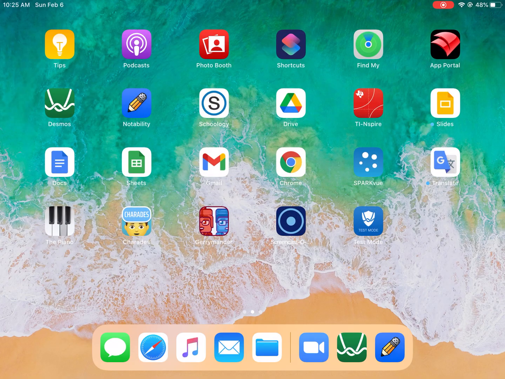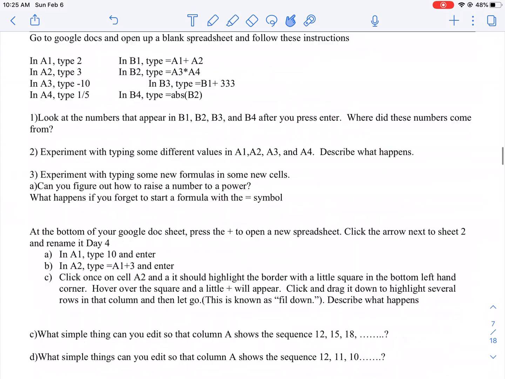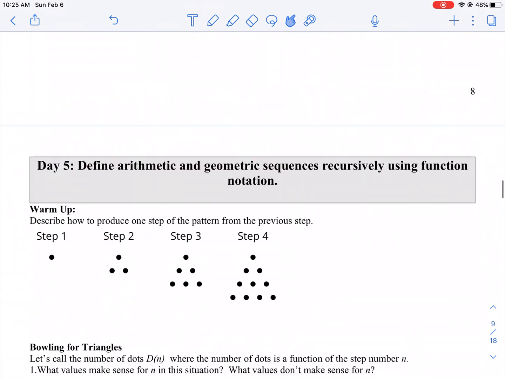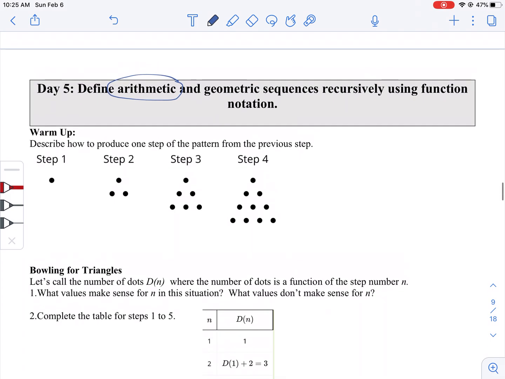Today we're going to take a look at day 5. So let's bring up your packet and flip to day 5. Today we're going to look at defining arithmetic and geometric sequences recursively using function notation. If you remember, arithmetic was when we were adding or subtracting to get the next term, and geometric was when we were multiplying.